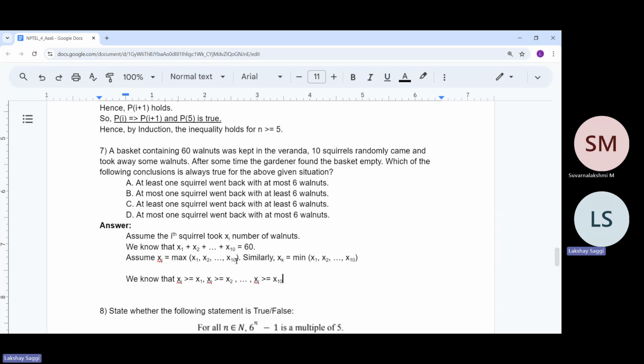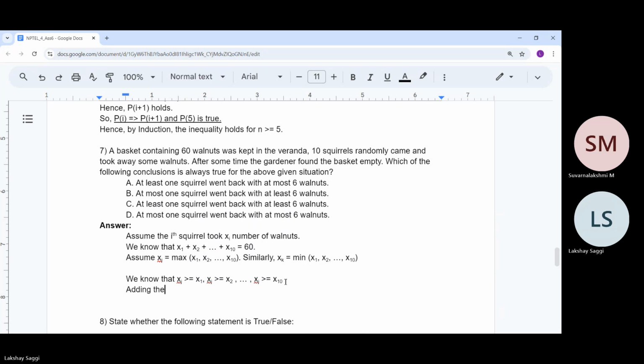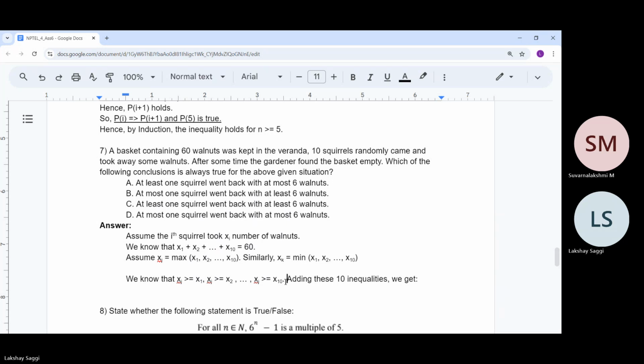And what does this net us? We have these 10 inequalities. If we add all of these 10 inequalities up, xj will occur 10 times. So this will be 10 times xj, and this will be greater than or equal to x1 plus x2 plus x3 till x10. And we know that this sum is actually equal to 60. So 10 times xj will be greater than or equal to 60.